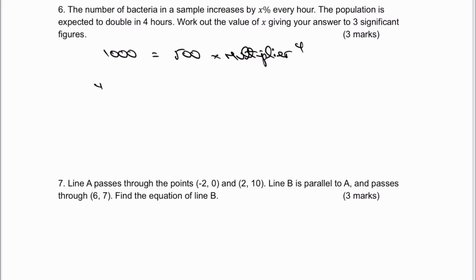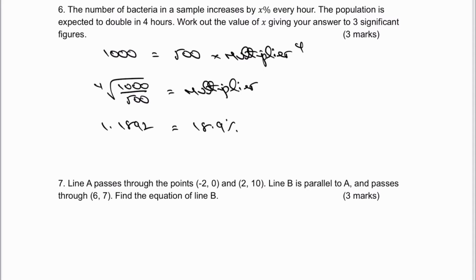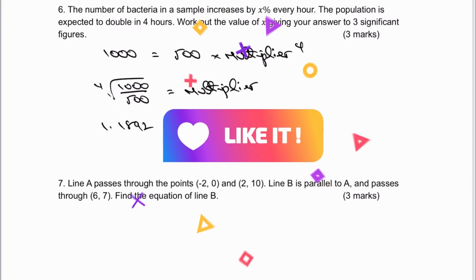So if I then say, well, I'm going to work out the fourth root of 1,000 divided by 500, that's going to give me the decimal equivalent of the multiplier, which is 1.1892, okay, which is exactly the same as saying 18.9% increase. So again, don't forget it's 118.9%, and that would be correct to 3 significant figures. Okay. All right, hopefully that's okay for you.